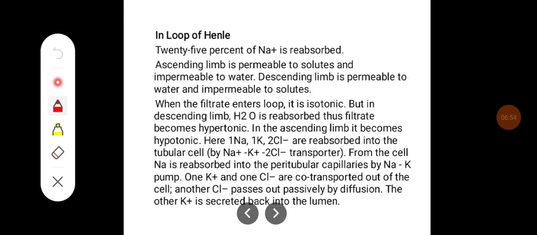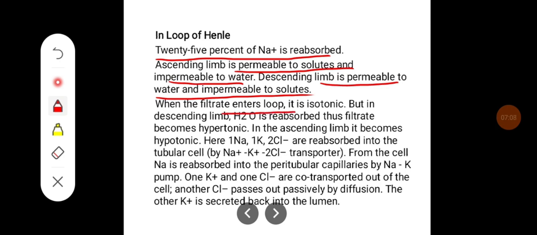In the loop of Henle, 25% of the sodium is reabsorbed. The ascending limb is permeable to solutes and impermeable to water. The descending limb is permeable to water and impermeable to solutes. When the filtrate enters the loop, it is isotonic, but in the descending limb, water is reabsorbed, thus the filtrate becomes hypertonic. In the ascending limb, it becomes hypotonic.